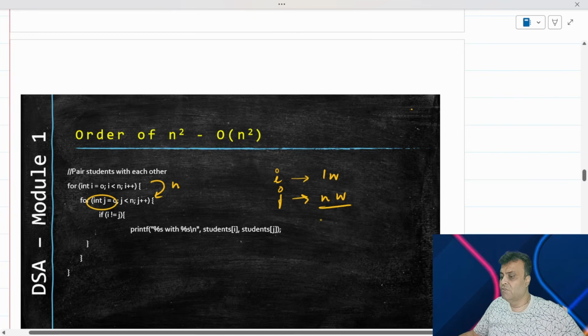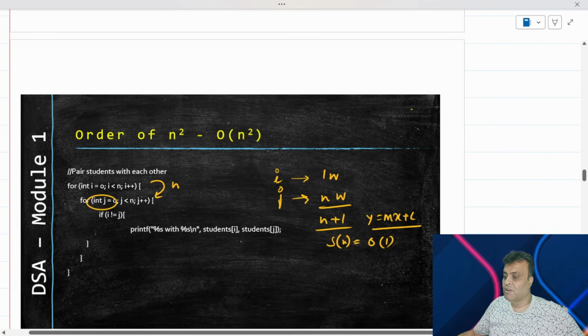So your total number of words required is n plus 1. And n plus 1 is of the form y equals mx plus c. This will give you an order of 1. So the space complexity will be an order of 1. The time complexity will be an order of n square.